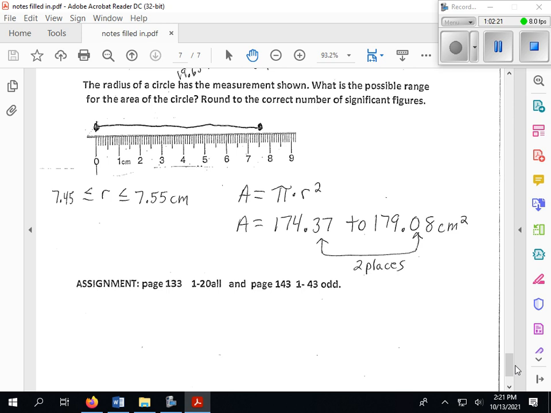174.366246. So we round that off to 0.37. Is that all right? Yeah. What are you going to do to find the other area? That's the lowest it could get. What's the highest? How could we find it?